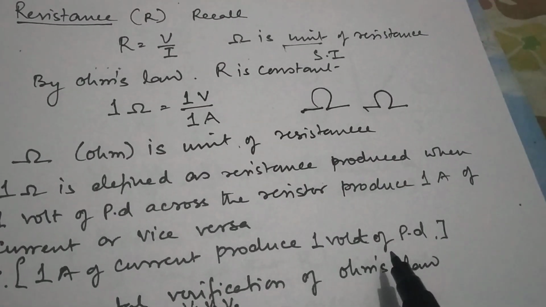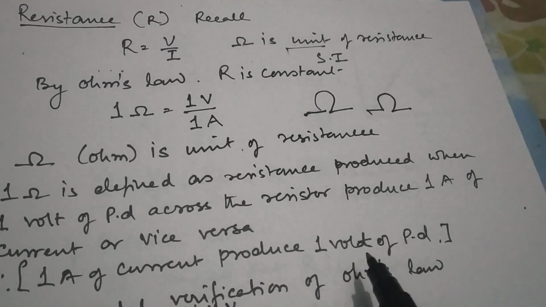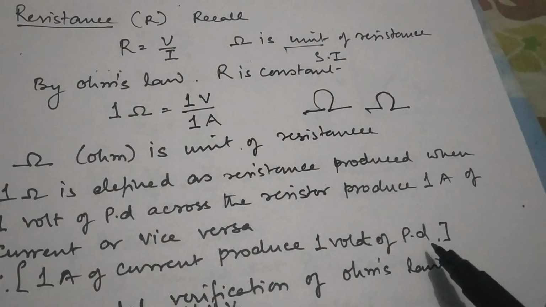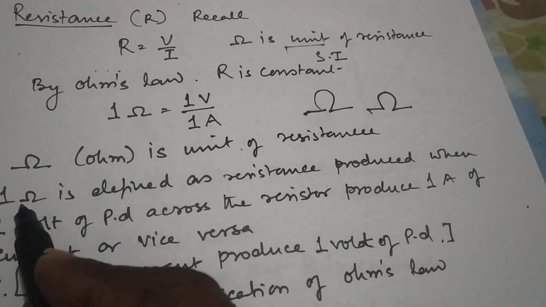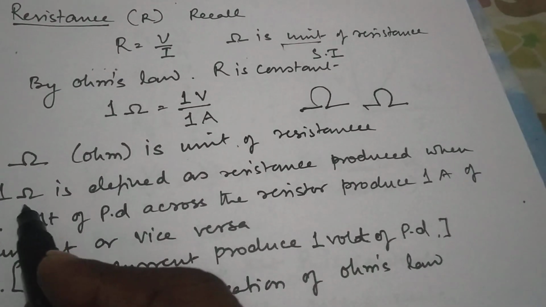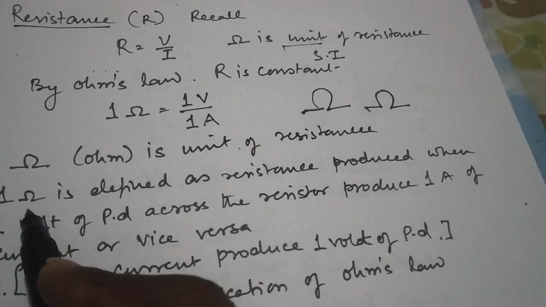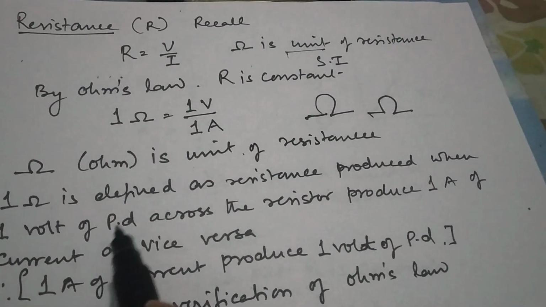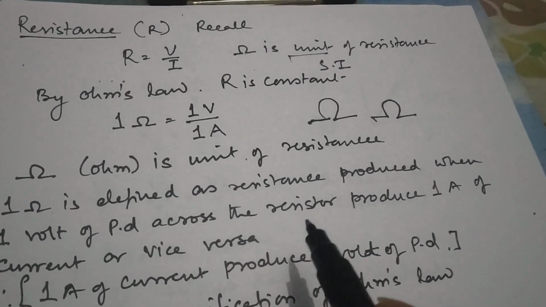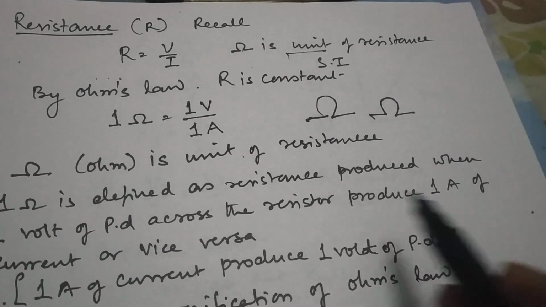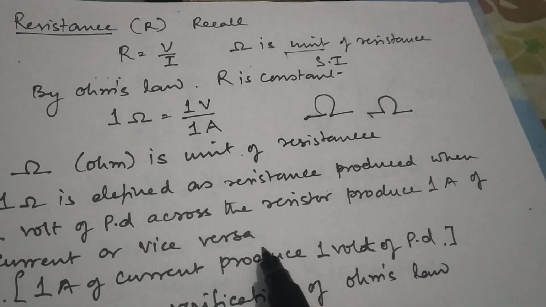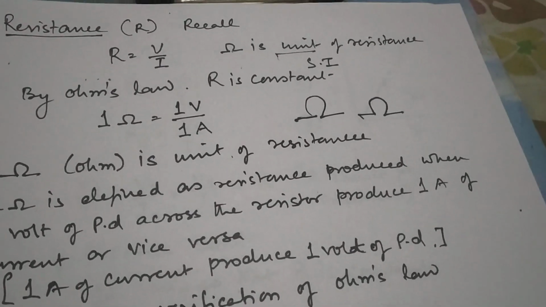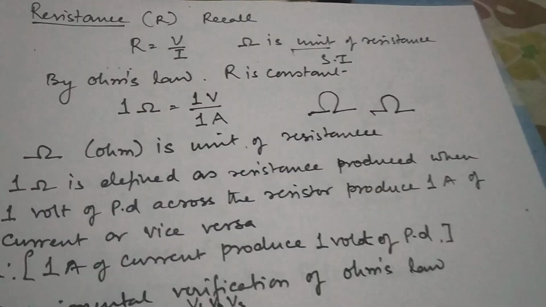Please understand, this is totally obtained from Ohm's law. Both of them should be proportional. The values should be equal. So for 1 ampere of current, the consequent PD produced is 1 volt, and your ohm will be 1 ohm. So 1 ohm is defined as the resistance produced when 1 volt of PD across the resistor produces 1 ampere of current, or vice versa, which means 1 ampere of current produces 1 volt of PD. I hope it is clear again.